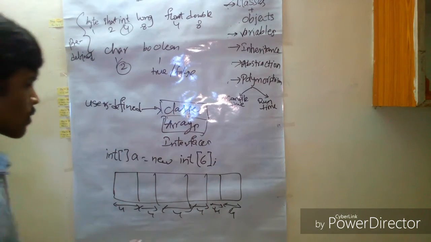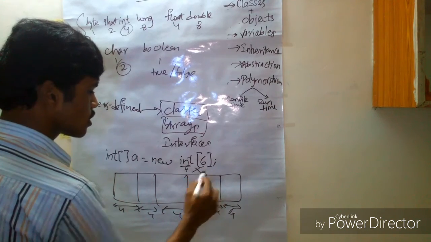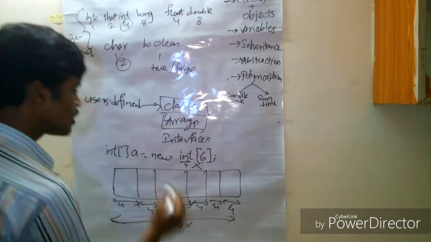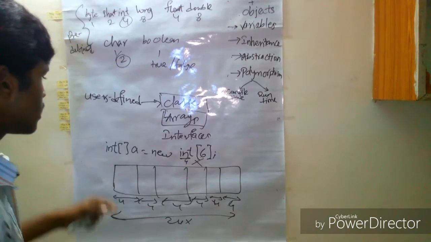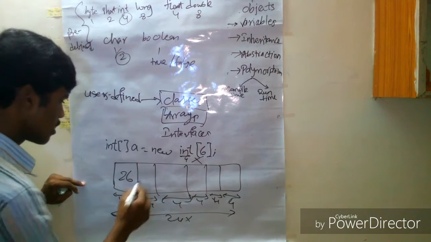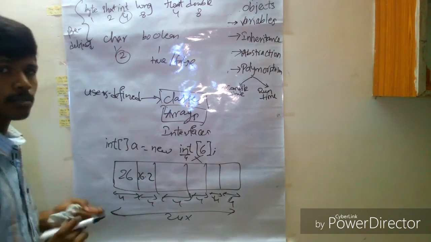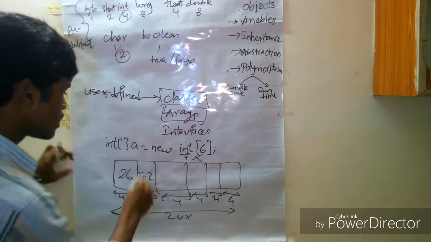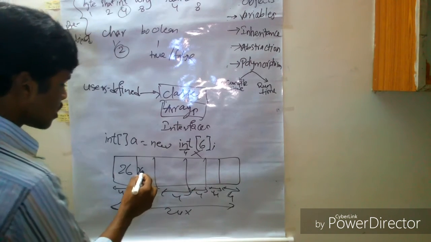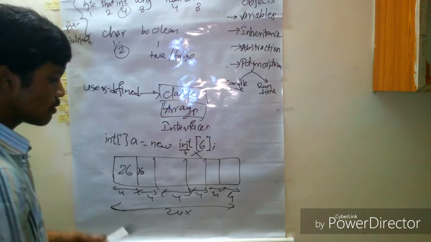In such a way, integer is having 4 bytes and there are 6 columns, so totally it occupies 24 bytes. But everything is of only integer type. We cannot change it; if we keep some value, 26 is an integer, but 26.2 is not an integer, so we cannot store 26.2 in this integer data type. The array accepts only the values of the same data type, but not different data types.